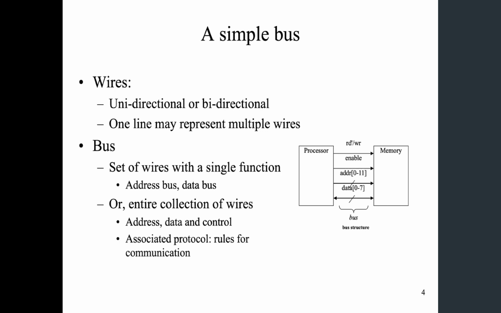So the first one you see here is a wire coming from the processor to memory, and we see only a unidirectional arrow here, and also the label is RD prime WR. So this wire is a unidirectional signal that comes from the processor, goes to memory, and this is a control signal, and this signal is to indicate whether this is a read operation or write operation.